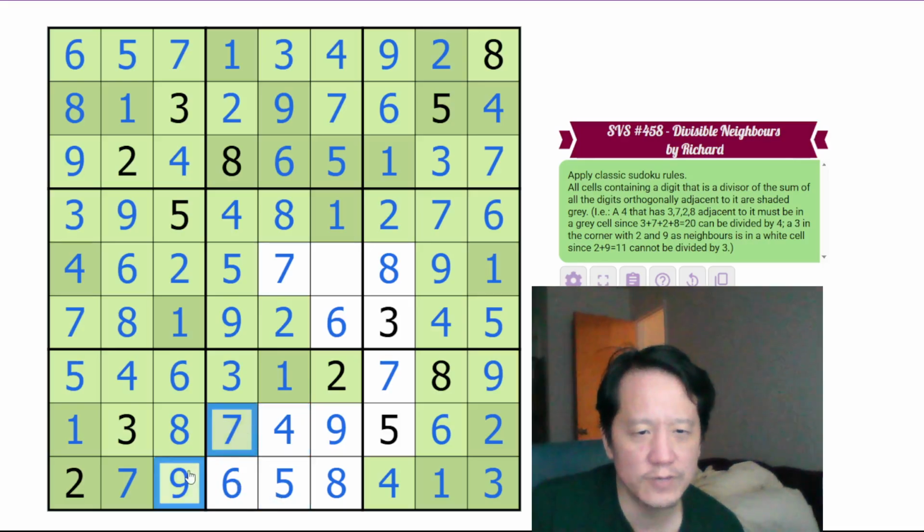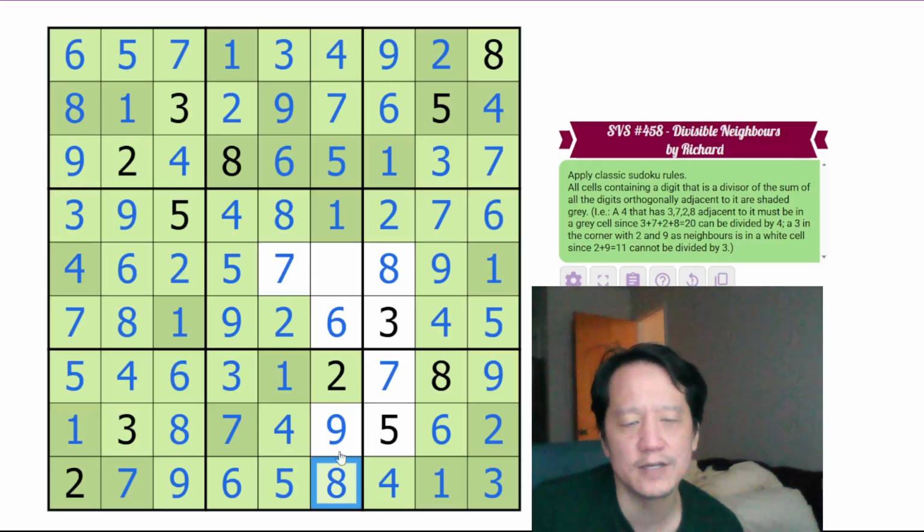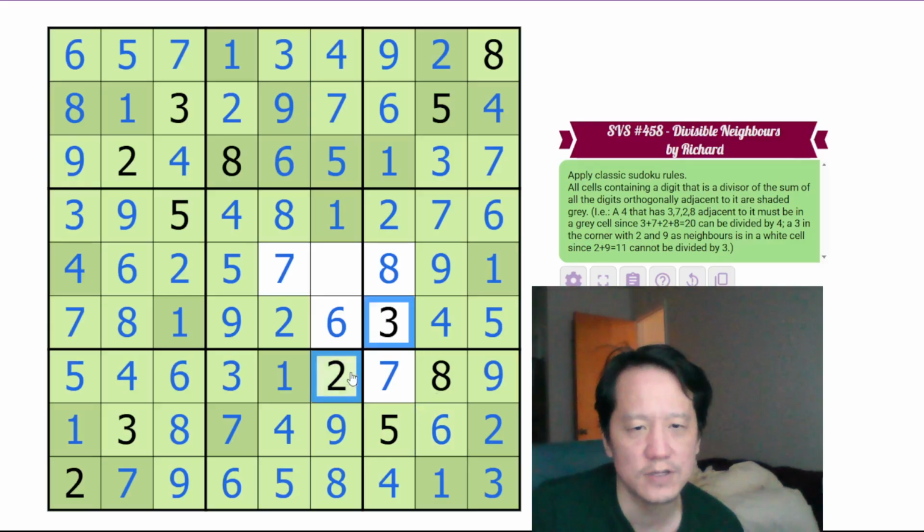5, 7, 9, which is 21, which 6 does not divide evenly into. 6, 4, 8, 18, which 5 does not divide evenly into. 1, 7, 5, 9, that's 22. 4 does not divide evenly into that. 4, 5, 9 is 18. 8 doesn't divide evenly into that. 2, 4, 5, 8, 19, which 9 does not divide evenly into. 9 and 7, 16. Plus 10 is 26. 5 does not divide evenly into that.